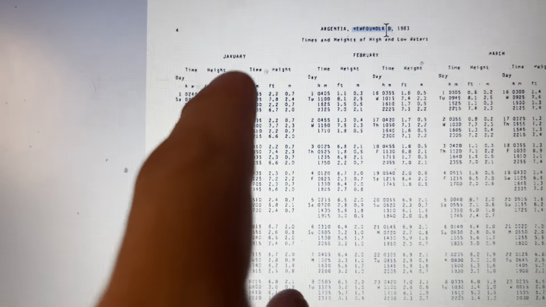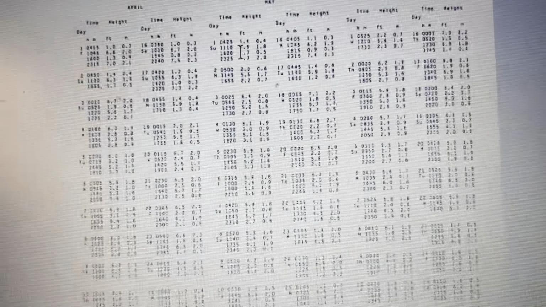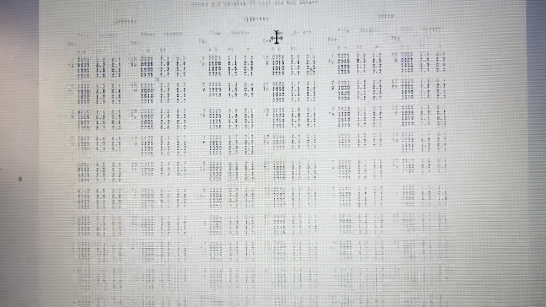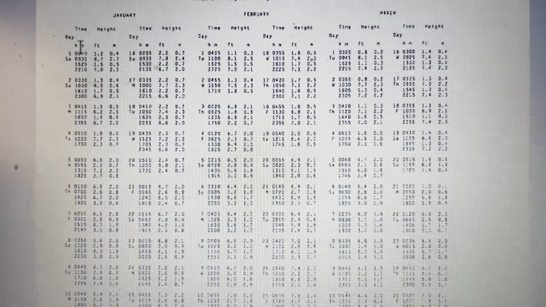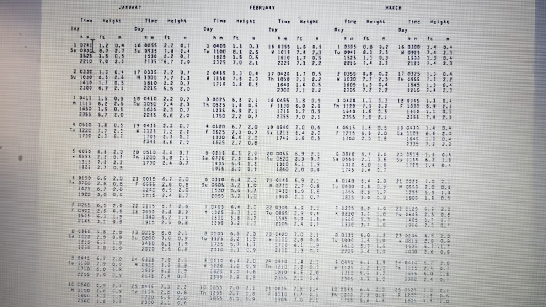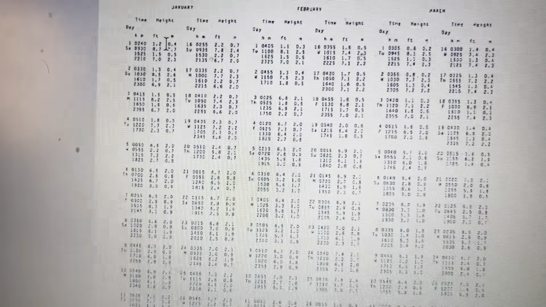And how this is broken down is it can show you every day for the entire year of 1983, which is the year that STCW was standardized, so that's the one they use. Every single day for the entire year, broken up by month here. You'll show on a given day the time and height of every maximum tide, either high tide or low tide.